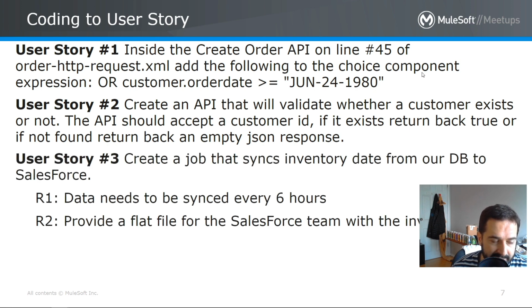And the last user story is: create a job that syncs inventory data from our DB to Salesforce. And they have 2 requirements. The data needs to be synced every 6 hours. And the second requirement is provide a flat file for the Salesforce team with the inventory. This story doesn't get us to break any REST or API-led connectivity, and it's the first of the 3 to describe the problem instead of just telling us how to solve it.